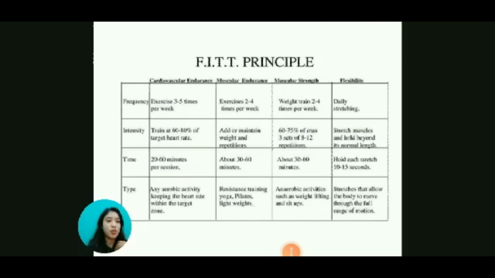Frequency. Cardiovascular endurance, exercise 3 to 5 times per week. Muscular endurance, exercise 2 to 4 times per week. Muscular strength, weight train 2 to 4 times per week. Flexibility, daily stretching. Intensity. Train at 60 to 80% of target heart rate. Add or maintain weight and repetitions, 60 to 75% of max, 3 sets of 8 to 12 repetitions. Flexibility, stretch muscles and hold beyond their normal length.